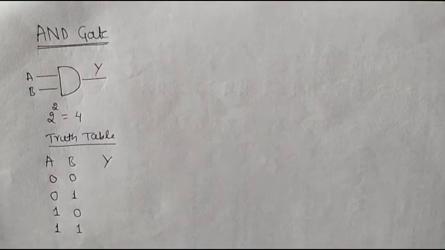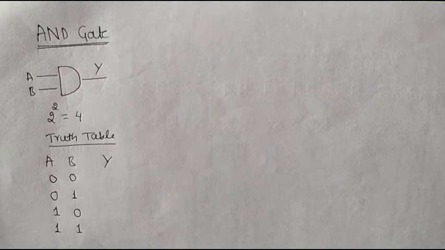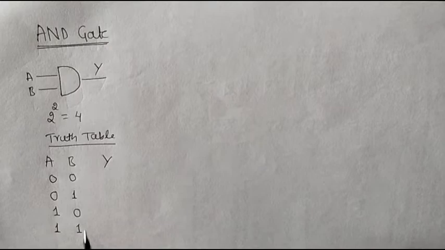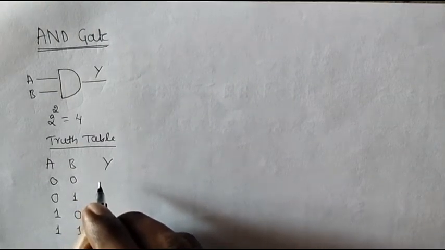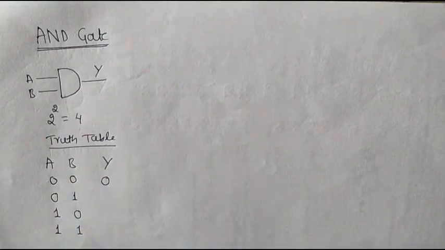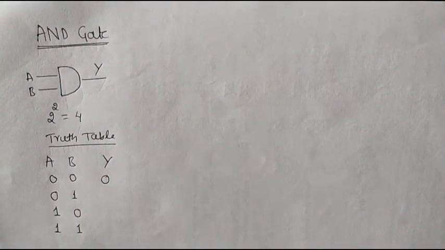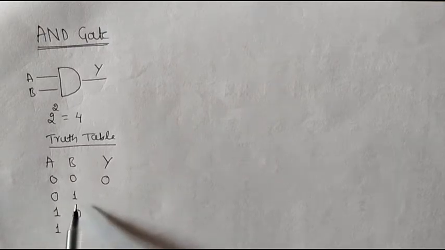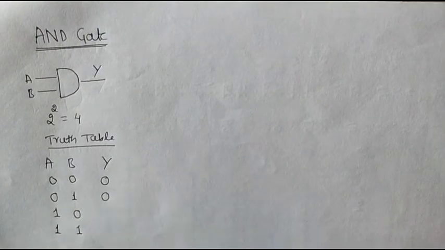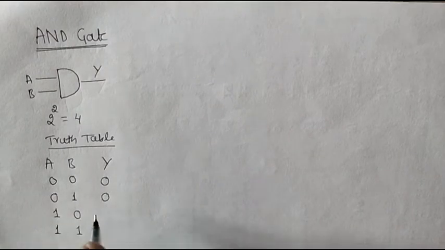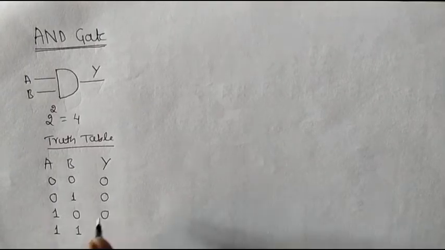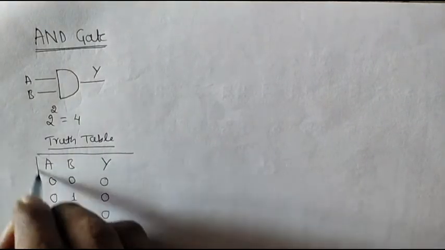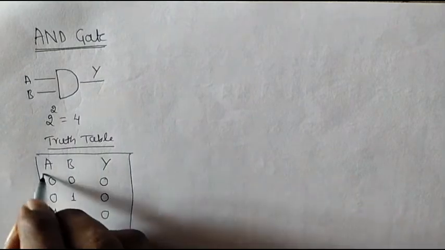AND gate works with respect to the switch operation that we discussed. So here when both the inputs are 0 0, it means both the switches are open. Output is 0. When any one of the switch is open, that is when A is 0 and B is 1, output is 0. When A is 1, B is 0, output is 0. When both are 1 1, output is 1. So this is the truth table for AND gate.